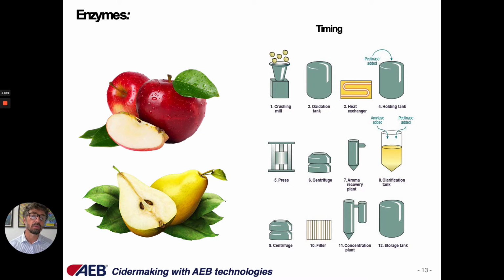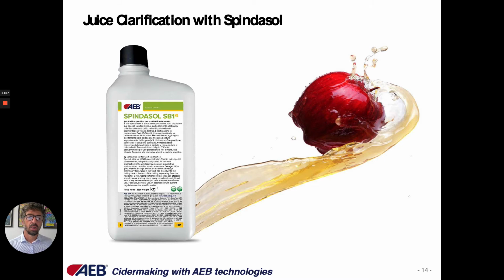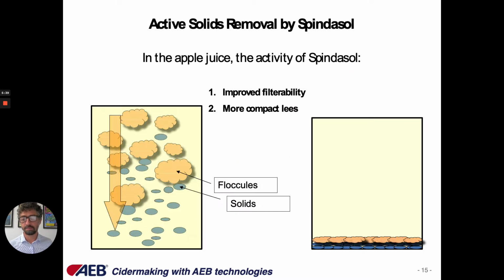It can also be a problem for clarification. Now, for clarification, we can just do centrifugation or settling. By using a silica solution like Spindazole SB1, we can have an improved and more efficient settling or centrifugation. Spindazole is charged and so attracts particles and forms flocs, and especially it is heavy, it is a mineral, and so it compresses the bottoms better. Your sediments are going to be less fluffy.